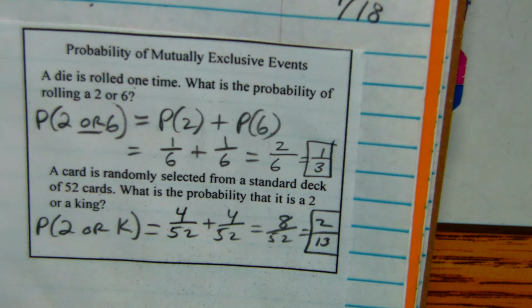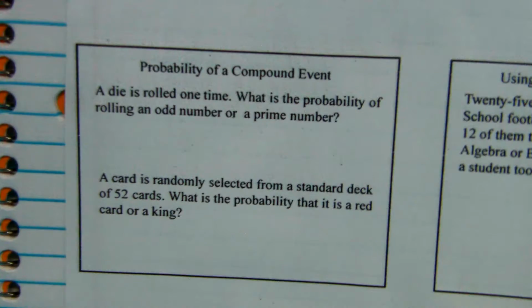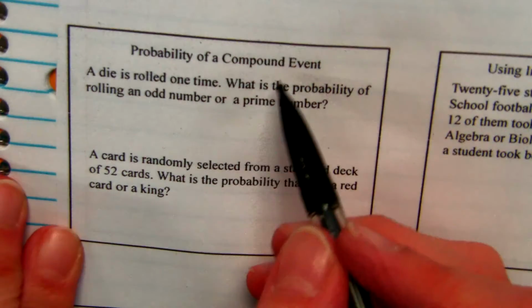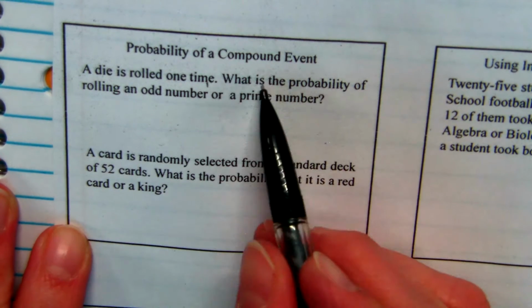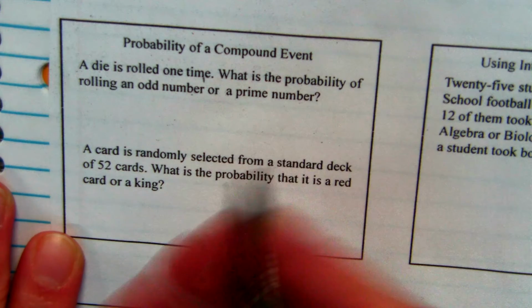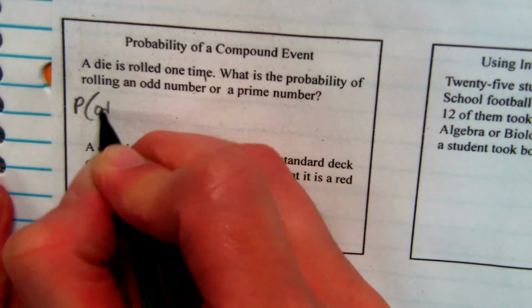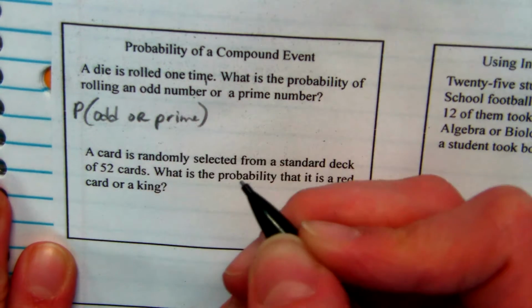So now we're going to look at some of the events that are not mutually exclusive. Down here we've got the probability of a compound event. It says a die is rolled 1 time. What is the probability of rolling an odd number or a prime number? So we're looking for the probability that it's odd or prime. Okay?